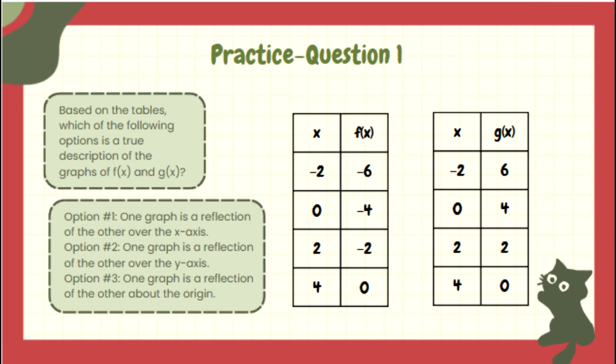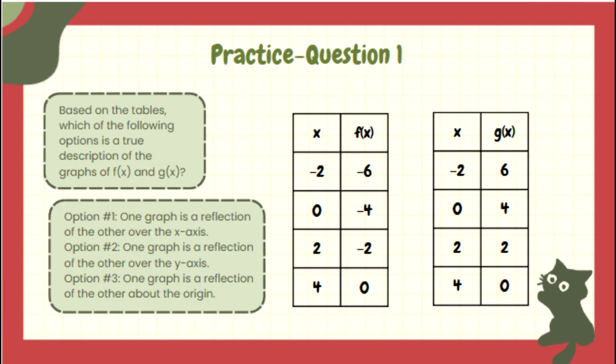Okay, practice question number 1. This is at the end of the lesson, so just solve it, write your number down, and then you could plug it in when you get to this point in the lesson. Based on the tables, which of the following options is a true description of the graphs of f of x and g of x? Here's f of x, here's g of x. Let's look first and see what we can determine. So, well, you pause it and then come back.